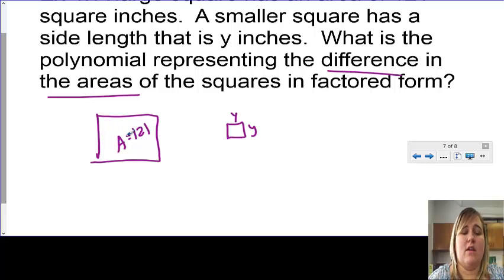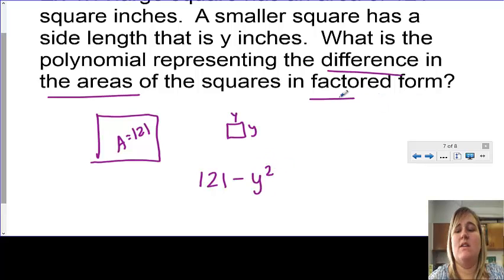So I know what this area is. This area is 121. Minus the area of this square, I would take y times y, because I'm taking side times side, so I have y squared. It wants it in factored form. I want you to finish it on your own paper.